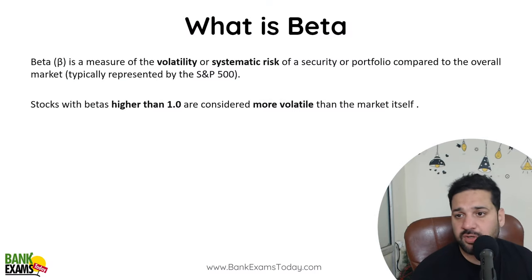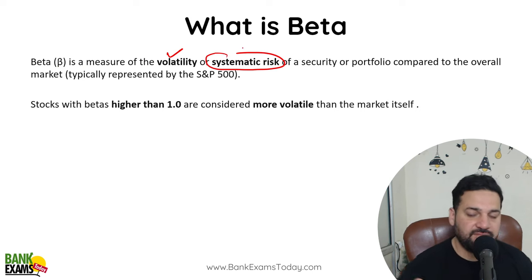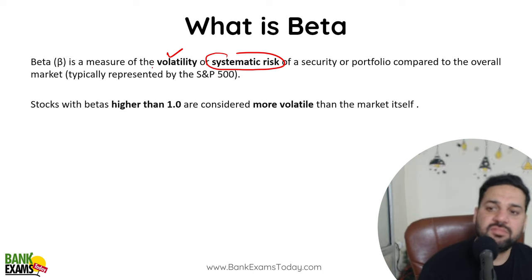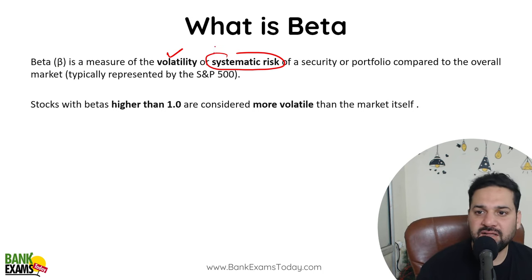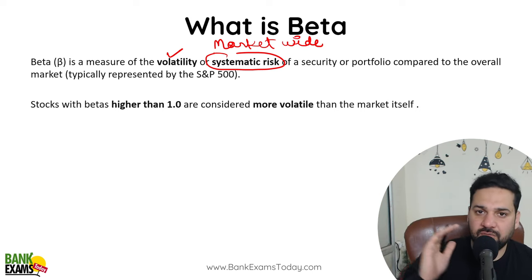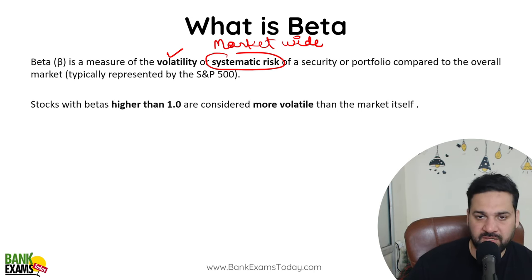Let's start the session. What is beta? Beta is a measure of volatility. I hope most of you know that. It's a measure of volatility or systematic risk. Yesterday we did the difference between systematic and unsystematic risk. In short, understand it like this: systematic risk is market-wide risk. For example, RBI increased the interest rate in the economy, so the effect will be on the whole market, right?